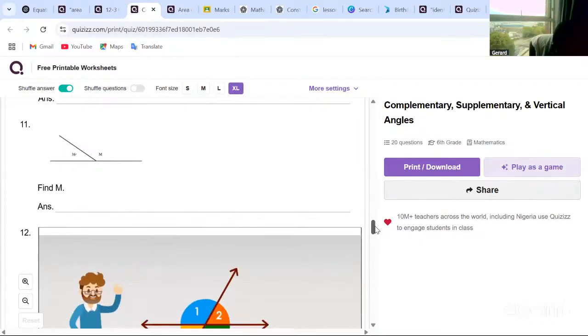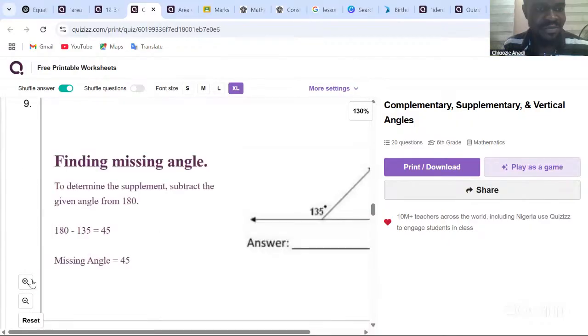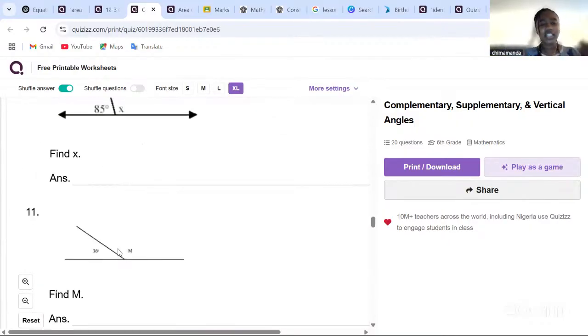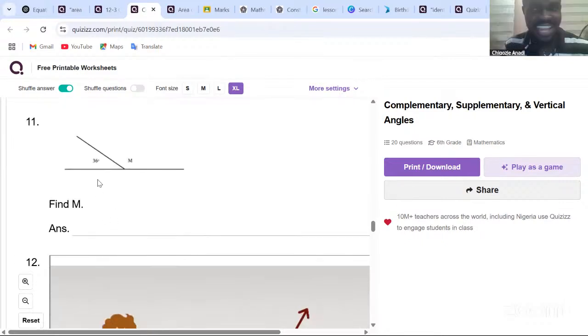I only see 36, and it's not degrees. Oh, sorry about that. Find the missing angle. Sir, please scroll down, I can't see it. Are you seeing it now? Yes, sir, 36 degrees. I have to zoom in so you'll be able to see what I'm talking about. My answer is 144.